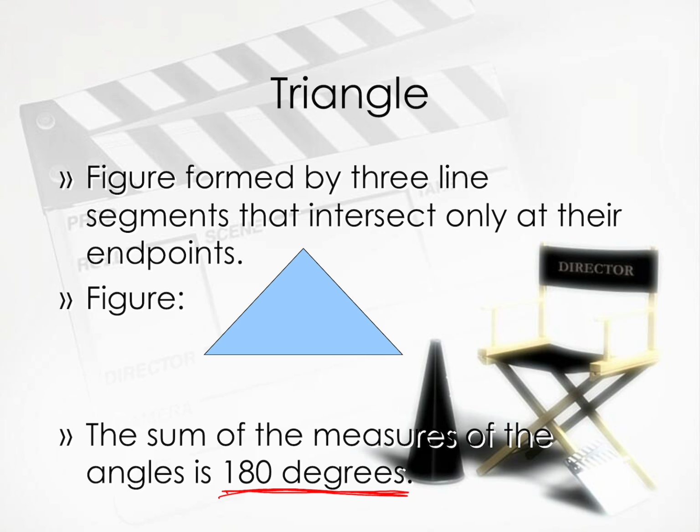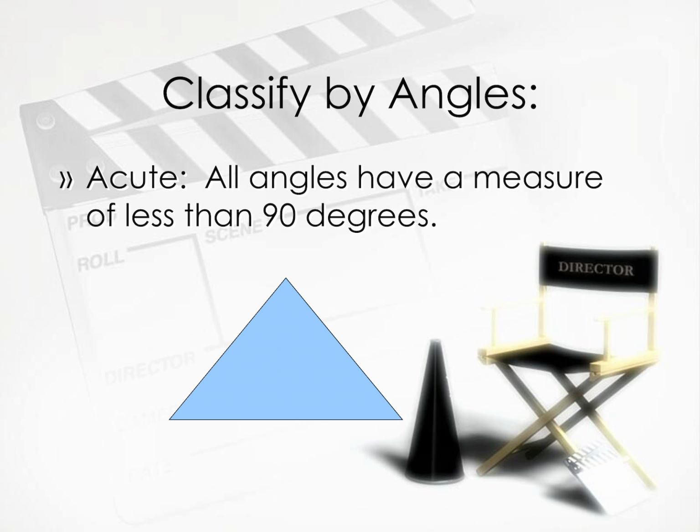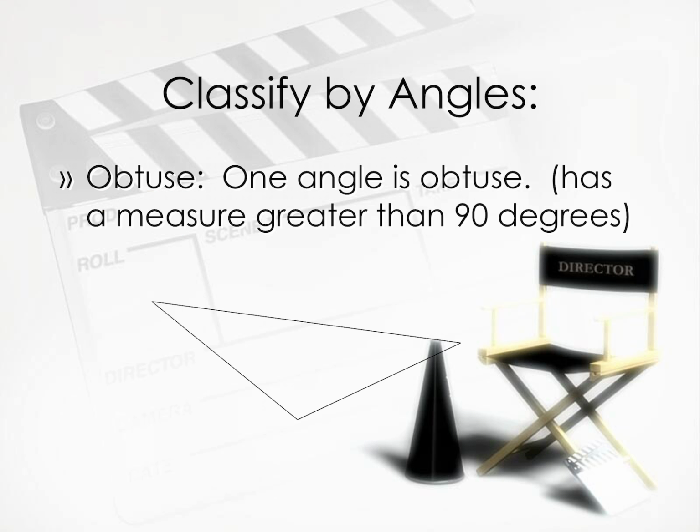So triangles can be classified two different ways. One way is by their angles. An acute triangle is one of the possibilities for our classification, where all angles have a measure of less than 90 degrees. Then we could have an obtuse triangle, and this is where one angle is obtuse. To have an obtuse angle means that it is greater than 90 degrees.